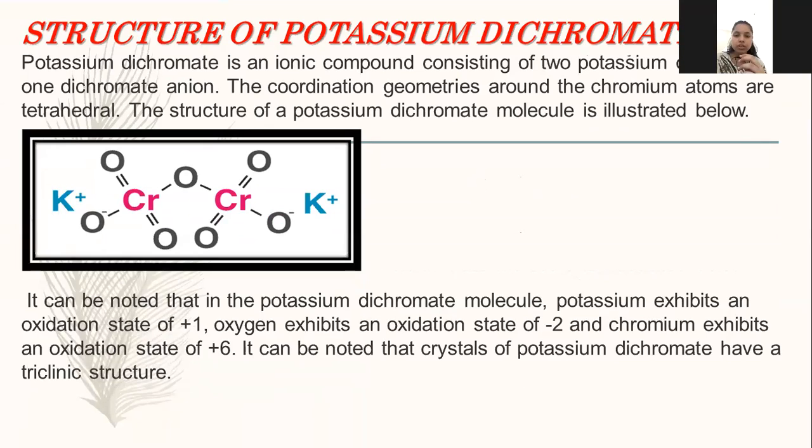Structure of potassium dichromate. Potassium dichromate is an ionic compound consisting of two potassium cations and one dichromate anion. The coordination geometry around the chromium atoms is tetrahedral. The structure of the potassium dichromate molecule is illustrated below. It can be noted that in the potassium dichromate molecule, potassium exhibits an oxidation state of +1, oxygen exhibits an oxidation state of -2, and chromium exhibits an oxidation state of +6. It can be noted that crystals of potassium dichromate have a triclinic structure.